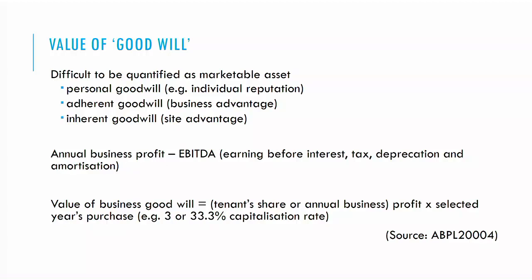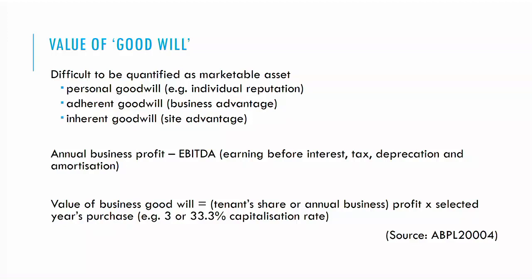Annual business profit is earnings before interest, tax, depreciation, and amortization. We calculate the business profit before that, before division, right? Value of business goodwill, tenant share, is the annual business profit multiplied by the selected years' purchase. Since we get 1 year, we need to get 3 years, so that's why we multiply by 3, to make it more generalized.